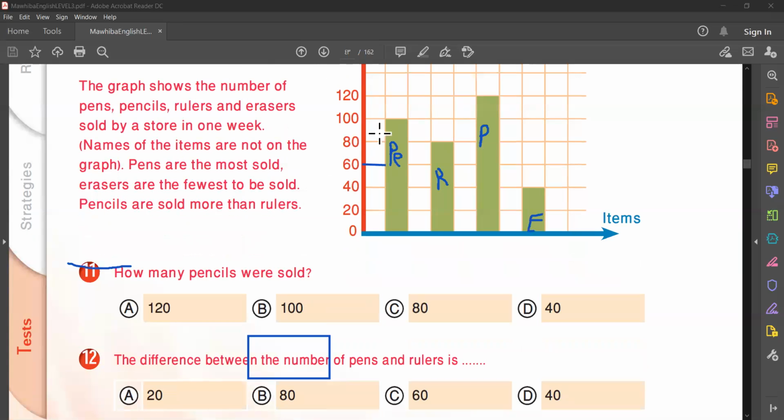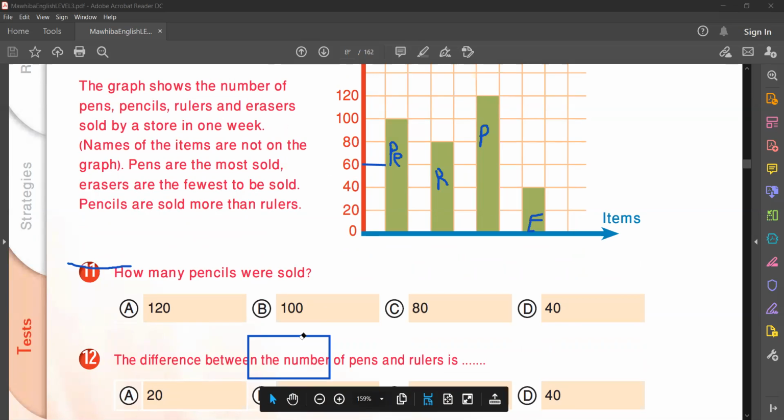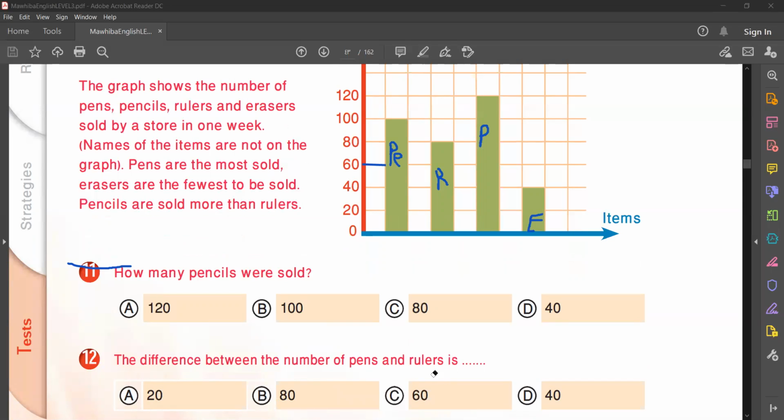The second question. The second question, what is it? The difference between the number of pens and rulers, what is it? Rulers, it is 80. Pens, it is 100. You only subtract. Here, pencil, it is 120.